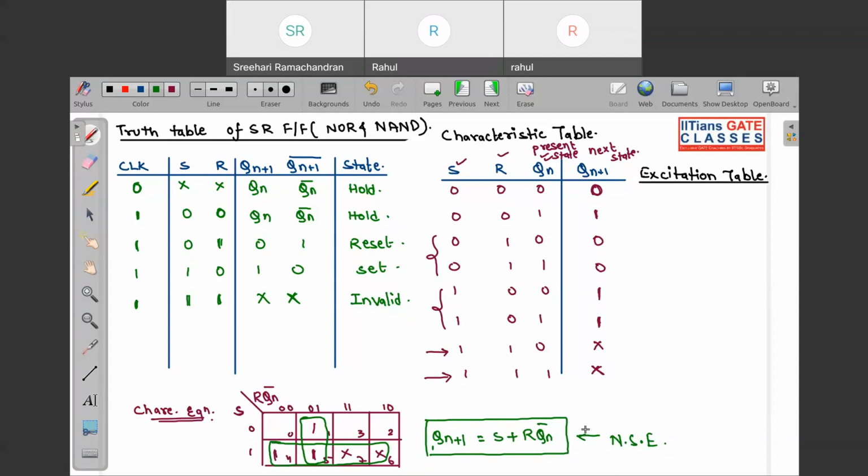Now let us discuss the excitation table. So what is this excitation table? In the excitation table, what we do is we look at the present state and next state to make a comment about our inputs. So how do we do that? We take help of your characteristics table. So look very carefully.